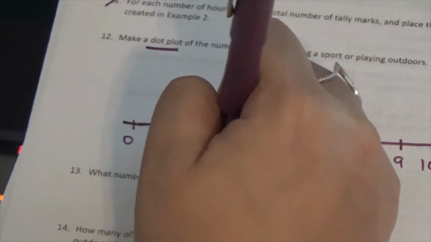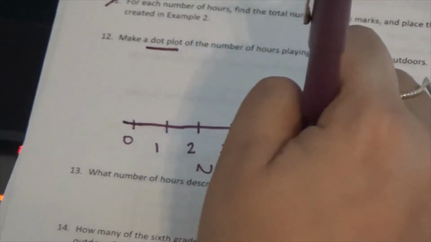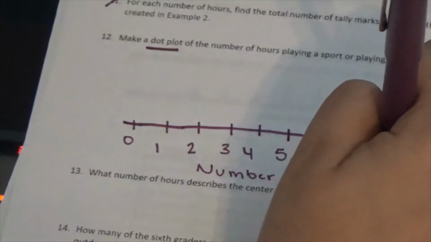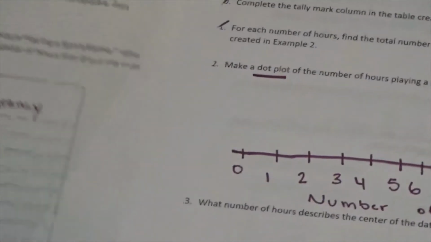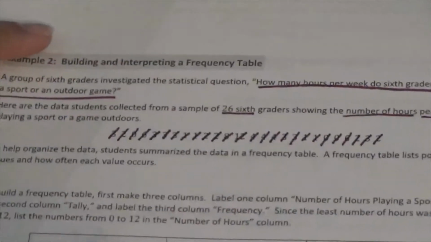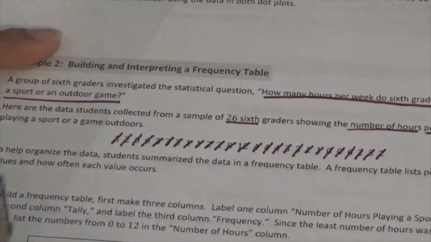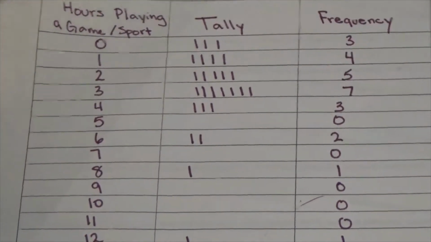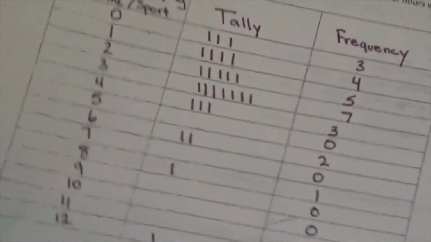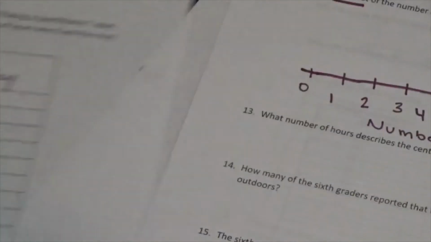And then always make sure you are labeling. So I'm just going to put number of hours to shorten this. And then you'll go through, and you're going to be tempted to go through and look at this data here and plot it that way. But because you've created a frequency table, you don't have to go by each individual number. You don't have to do all 26 numbers. You can just focus on what you already have here.